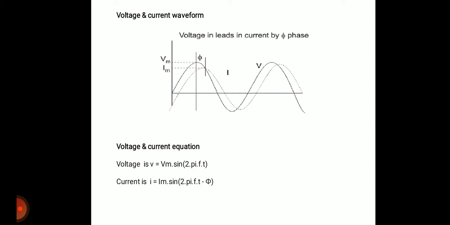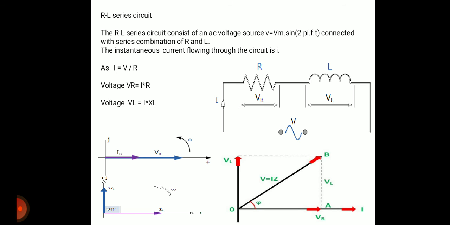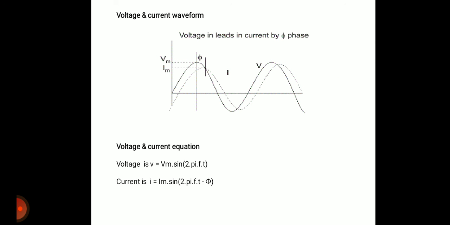Next is the voltage and current waveforms. As you see in the phasor diagram, there is a theta phase difference between voltage V and current I. So current I lags voltage V by theta degrees. When we draw the voltage waveform and then the current waveform, we have to consider that the phase difference is theta. So current I lags voltage V by theta degrees, and you can see that phase difference in the waveforms too.